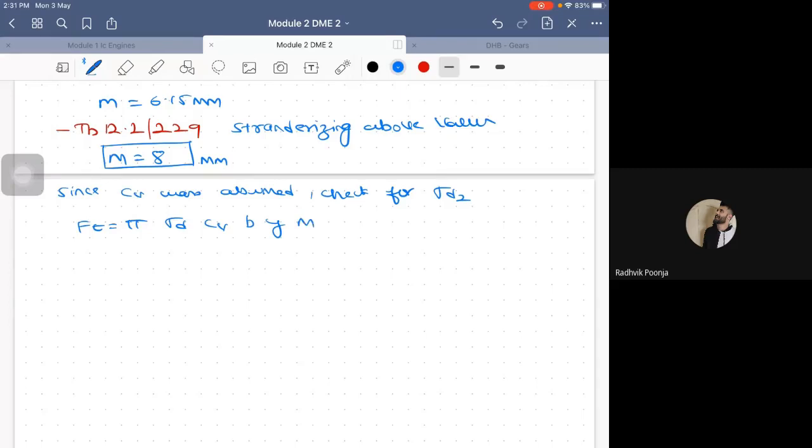Before that, you have to calculate certain parameters. The PCD of the pinion, which is given by D1, is equal to m times Z1. Just calculate and give me the value. PCD, whoever is solving for 8, can help me with the values. Okay. PCD of gear, and some of you please try with the value of 7.